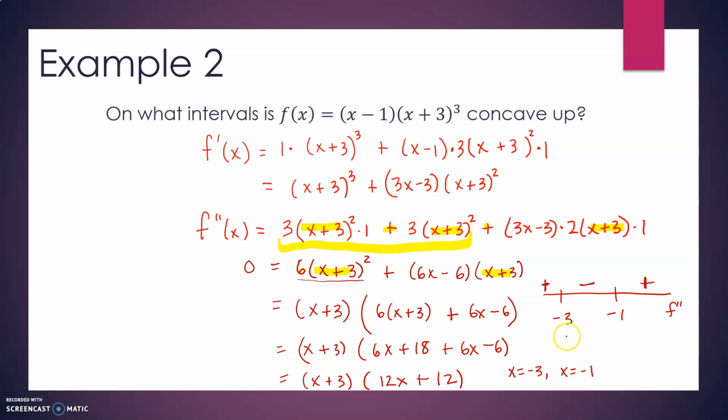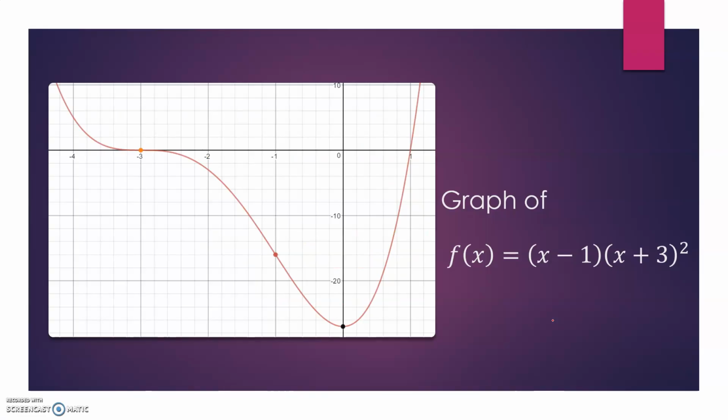This function is concave up on the intervals from negative infinity to negative 3. You can include the negative 3 if you want to. You don't have to. And from negative 1 to infinity. So this is the interval where that function is concave up. If I look at the graph, I can see that we have concave up until negative 3. Now it's concave down until negative 1, and then it's concave up again. So we can see that in the graph.